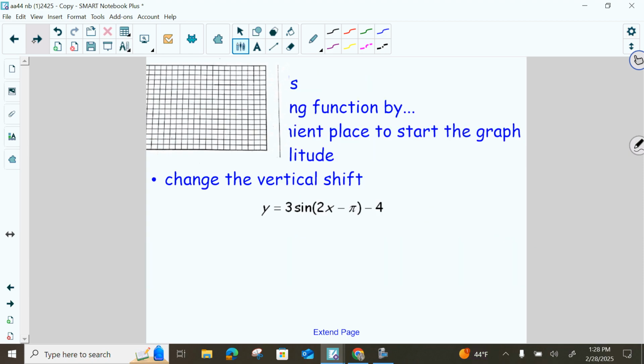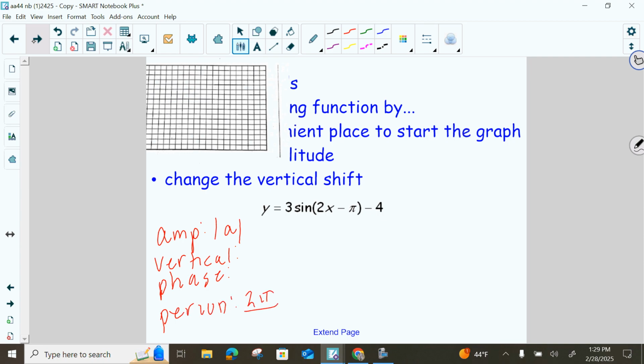Okay, this one. So this is the one we're going to start with, answering all 4 questions and going through the whole entire process. Okay, so let's answer the 4 questions first. I want to know the amp, absolute value of A. I want to know the vertical shift, D. I want to know the phase shift, C, with B factored out. And I want to know the period, 2 pi over absolute value of B.